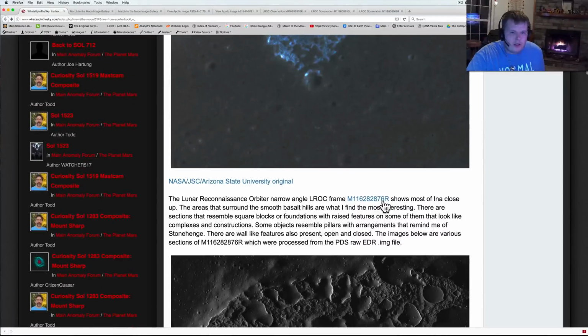All right. Okay, it shows the most on a close-up. The areas surrounding the smooth basalt hills are what I find most interesting. There are sections that resemble square blocks or foundations with raised features on some of them that look like complexes and structures. Some objects resemble pillars with arrangements that remind us of Stonehenge. These are wall-like features also present, open and closed, in the images below in various sections of the actual.